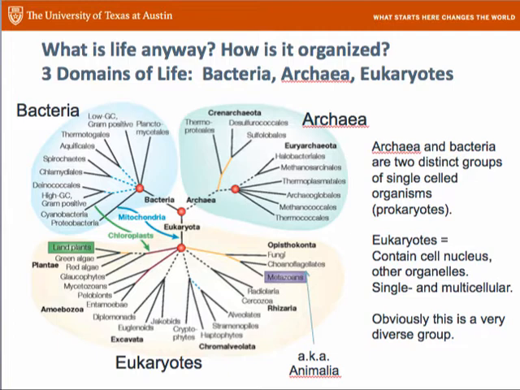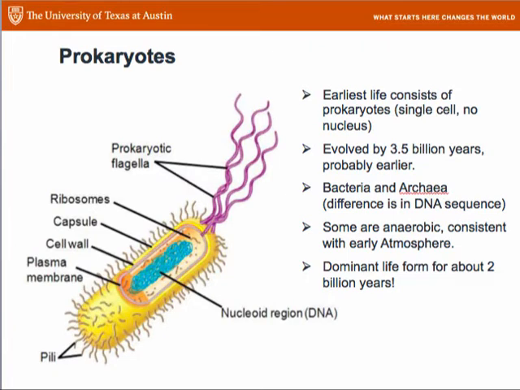Archaea and bacteria are 2 distinct groups of single-celled organisms, prokaryotes, and they are very primitive early kinds of life. Here's a cross-section of a prokaryote. A prokaryote cell lacks a nucleus.